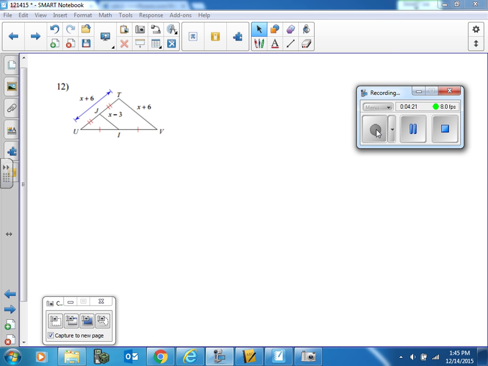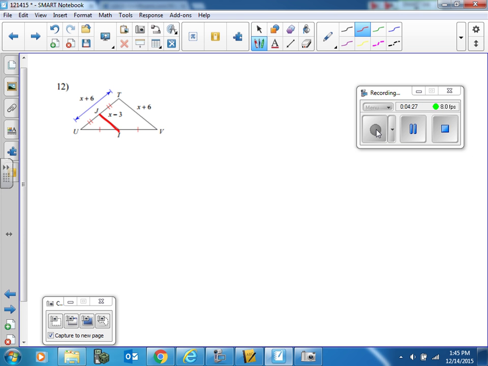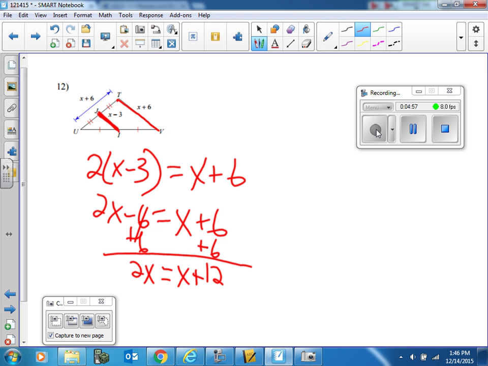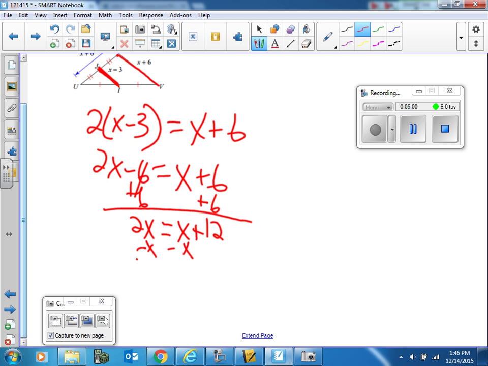All right, same concept here. You again have a mid-segment, which means it is half of the third side. So that means 2 times this side right here equals x plus 6. So I can write that as 2 times x minus 3 is equal to x plus 6. Then I'm going to have 2x minus 6 equals x plus 6. Then I'm going to add 6, add 6. I'm going to end up with 2x equals x plus 12. Minus my x, minus my x, and I end up with x is equal to 12.